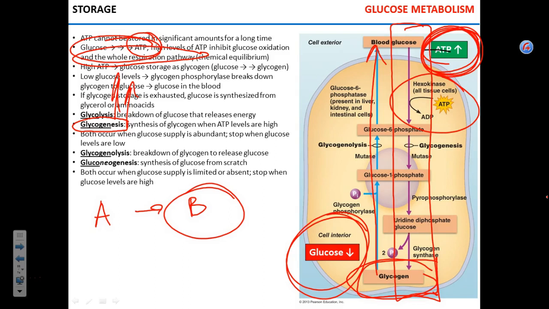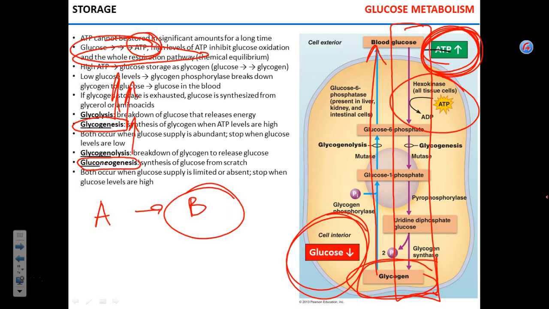Say you're done here. Now, in the situation when you're starving, what's going to be used as the glucose source first? Glycogen in the process of glycogenolysis. Okay? And then, in the process of gluconeogenesis, glucose will be synthesized from scratch. Am I clear?